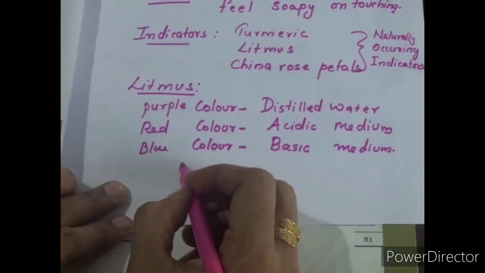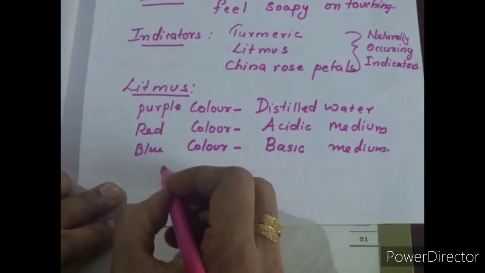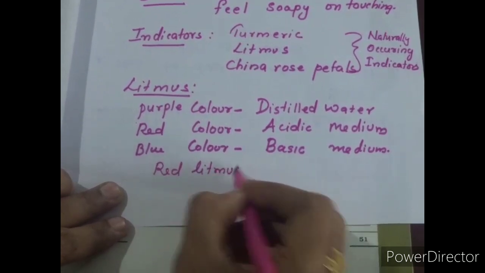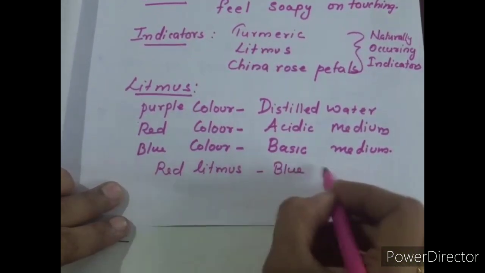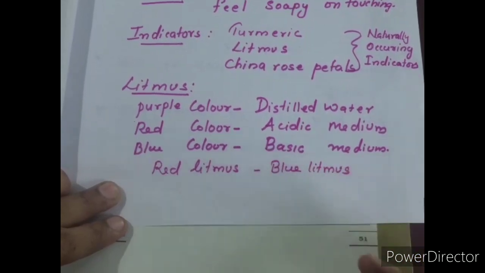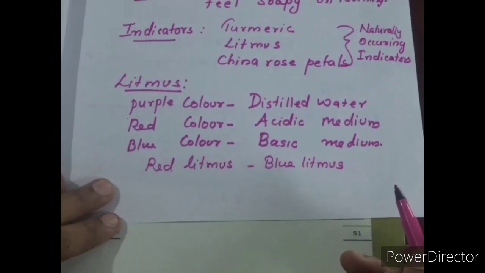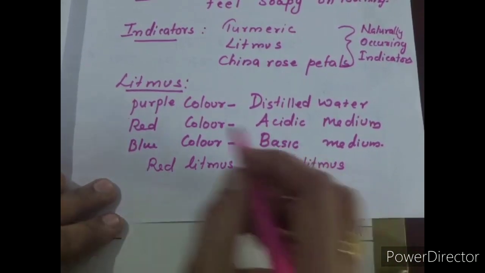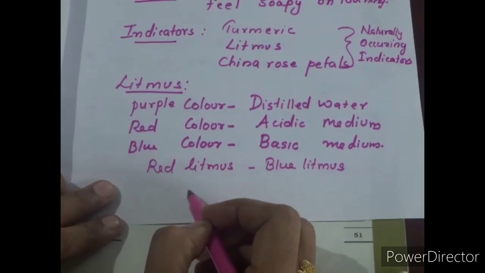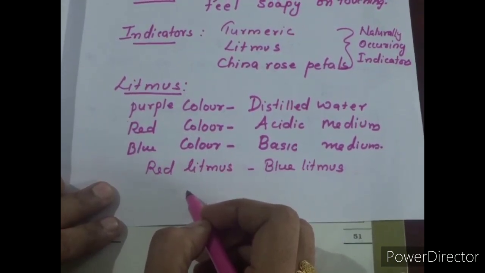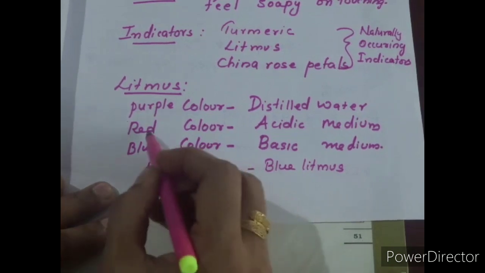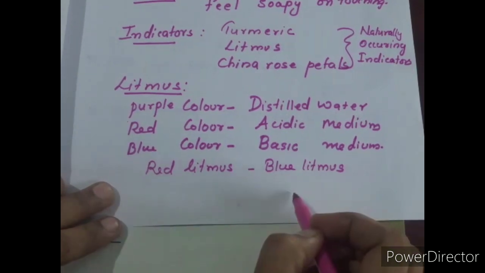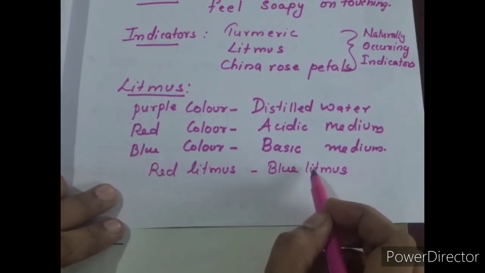So, litmus paper is available in two forms: red litmus and blue litmus. Now consider the example of vinegar. We know that vinegar is an acid. So when we dip red litmus paper in vinegar, no color change will be there, because we know that the litmus paper shows red color in acid medium. But when you dip blue litmus in vinegar, that blue litmus will immediately change to red.